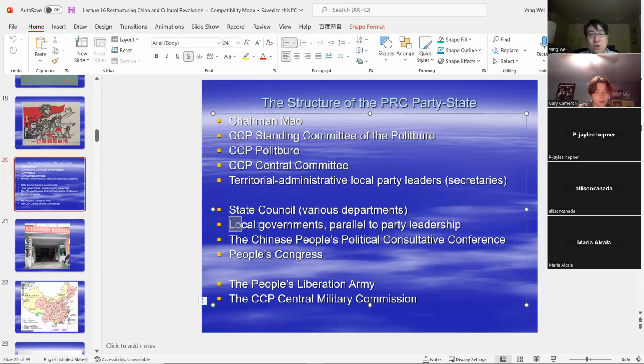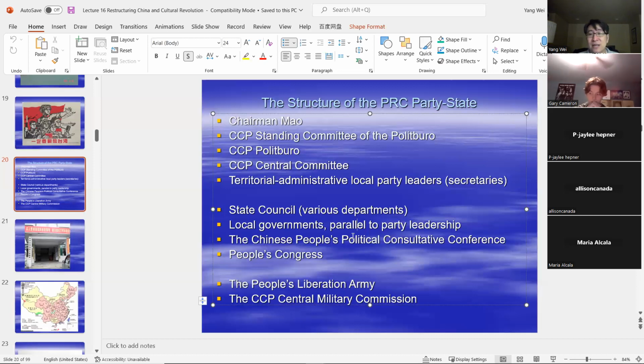And then you have different local governments. We talked about this. Each province has a governor. Each city has a mayor. They're all actually selected by their party boss on the higher level. But nominally, provincial governors and city mayors are elected by the People's Congress on their administrative level.